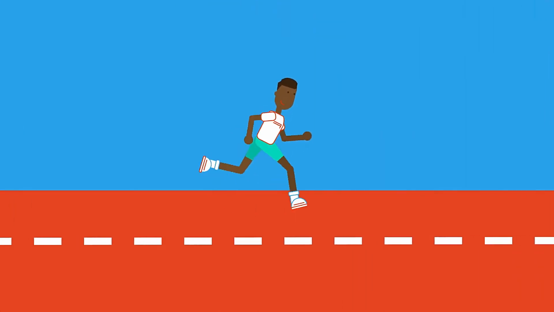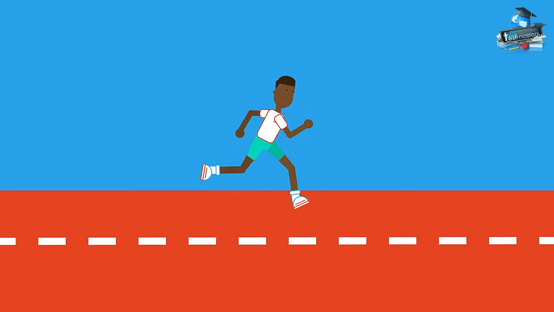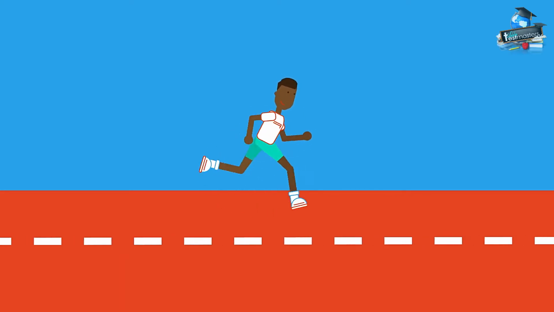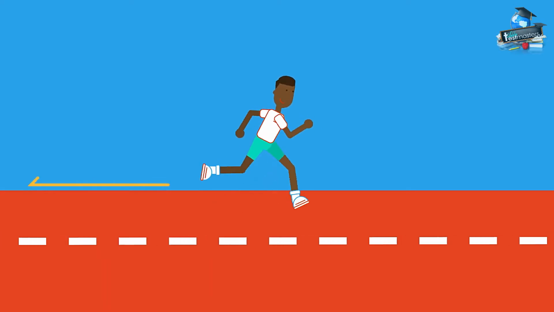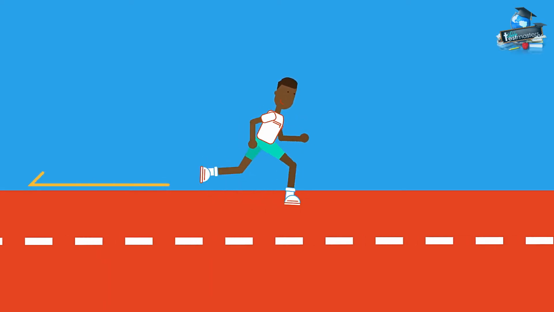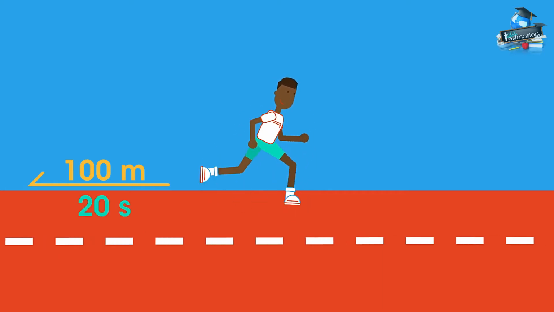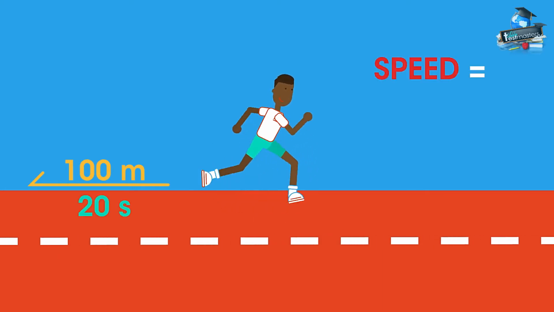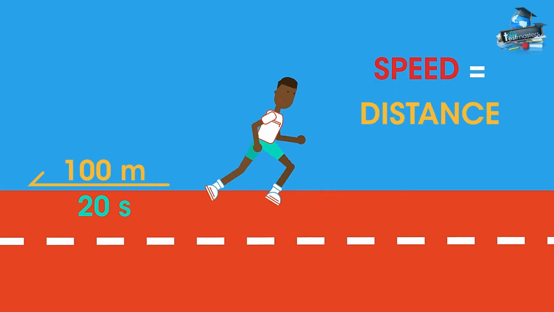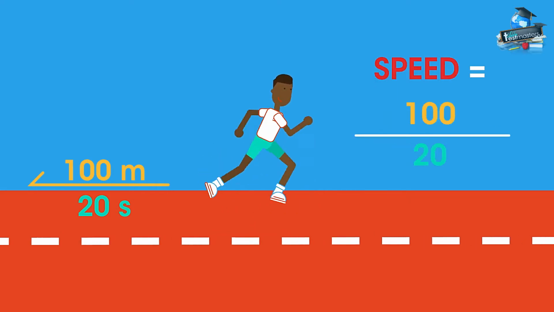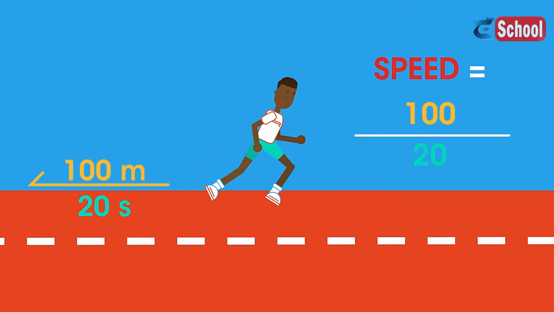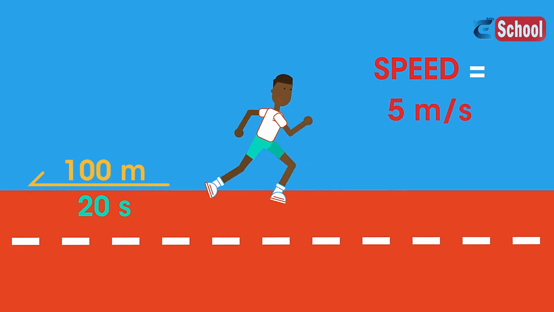Take a look at this person running a race. You might already know that we can calculate his speed by dividing the distance the man has travelled, say 100 meters, by the time it's taken him, let's say 20 seconds. So his speed equals distance divided by time, which is 100 divided by 20, or 5 meters per second.